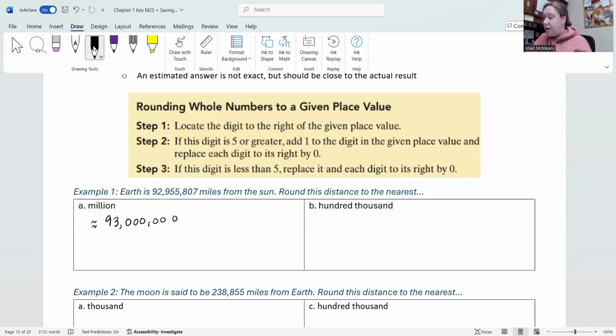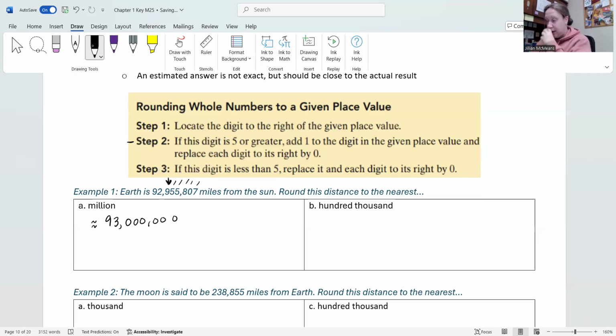All right. For part B, we're taking the same distance, the distance from Earth to the sun, and we're going to round it to the nearest 100,000. Okay. So again, we have the ones, tens, hundreds, thousands, 10,000s, hundred thousands. So this 9 is in the 100,000 spot. One digit to the right of that is a 5. Well, we have step 2 here that says if the digit to the right is 5 or more, you add 1 to the rounding digit.